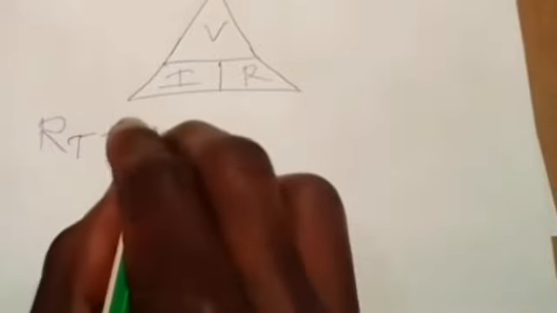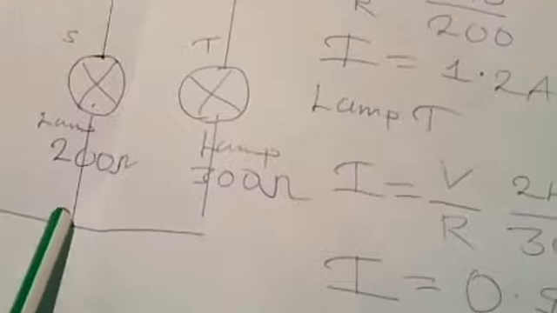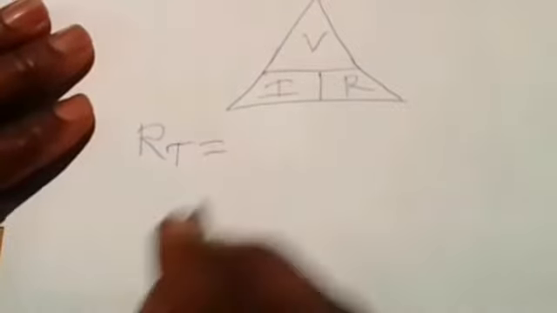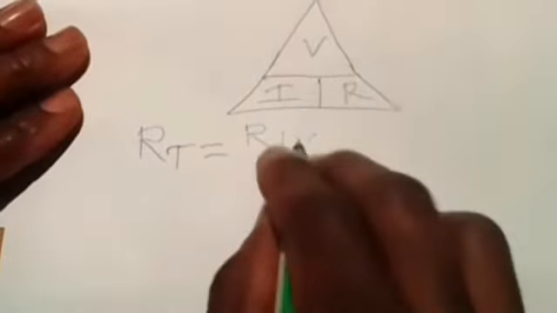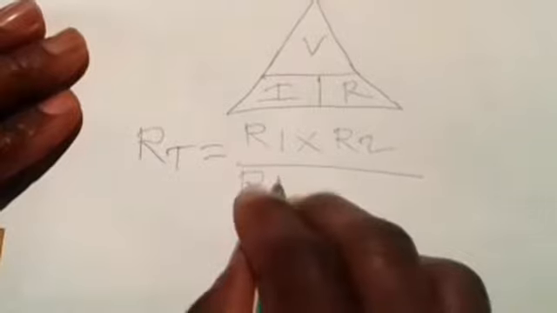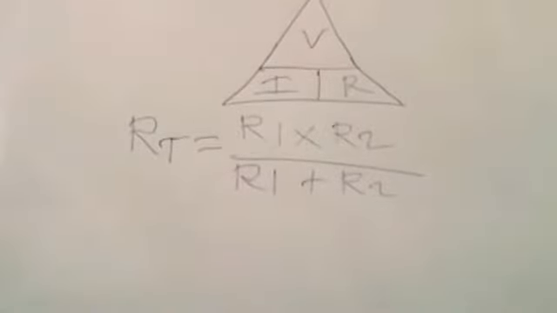When finding the total resistance, RT, we consider how this is connected. We have agreed that our connection is in parallel. When a connection is in parallel, RT equals R1 times R2 over R1 plus R2. This is how we find it.